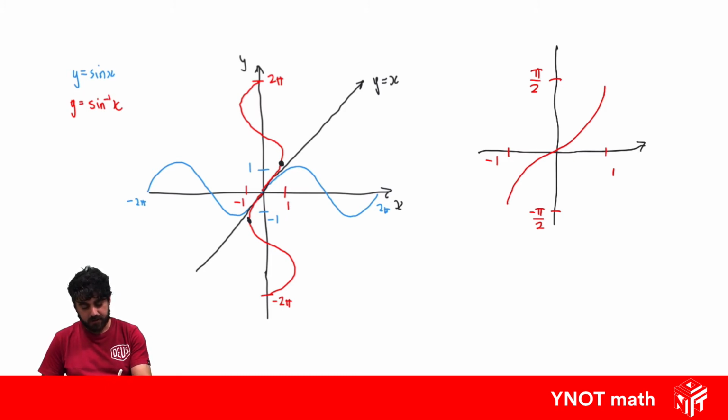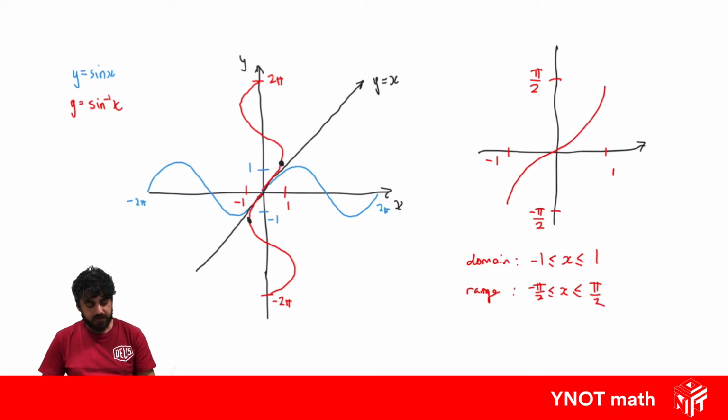So what this means is our domain is that x has to be between minus 1 and 1, and our range is between minus pi on 2 and pi on 2. So with an inverse function, we get a domain that was equal to the range of the original function, and we get a range that was equal to the domain of the original function. And this ends up being our inverse function of sine x. So this is y equals the inverse sine of x.